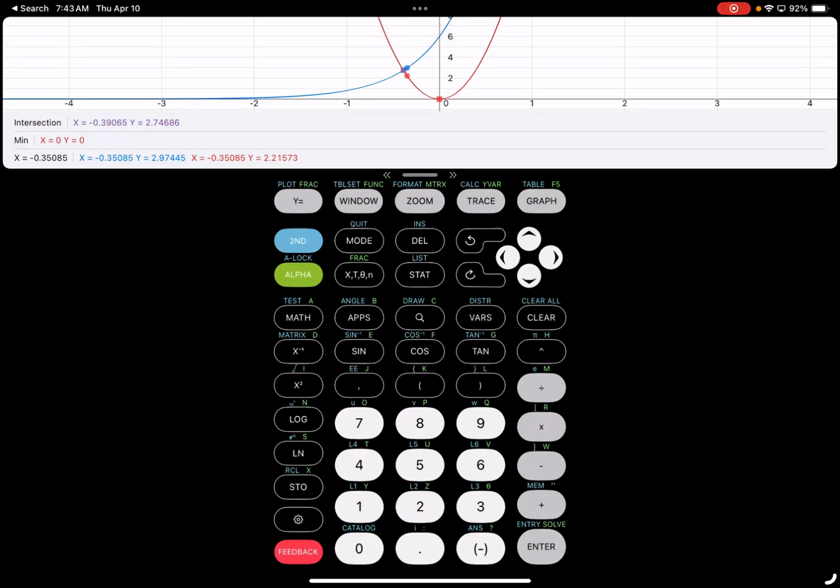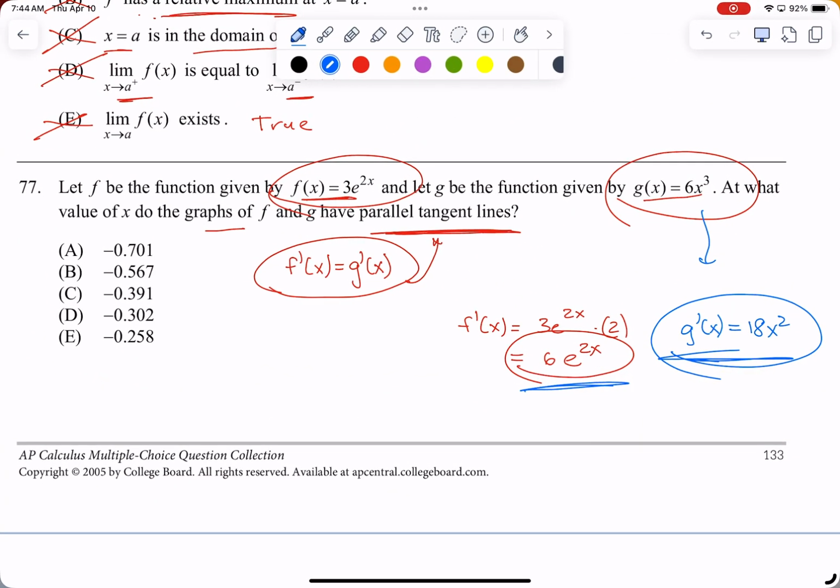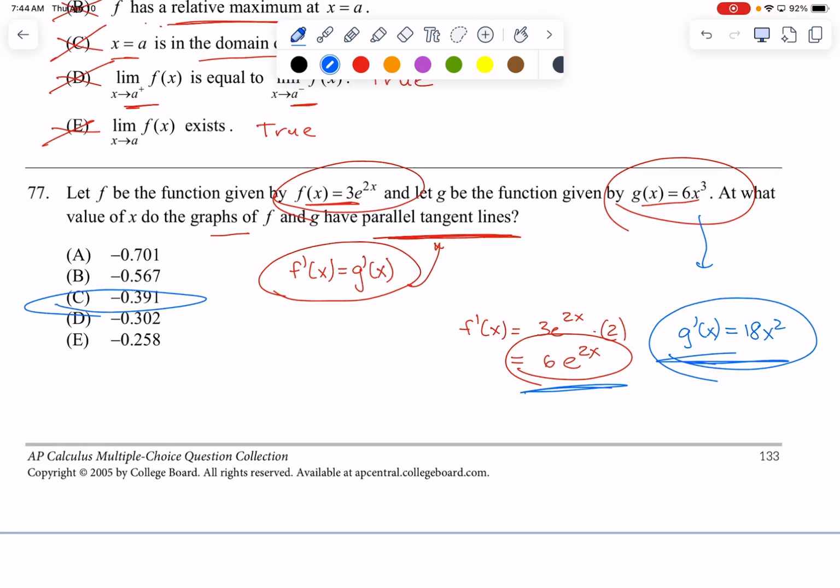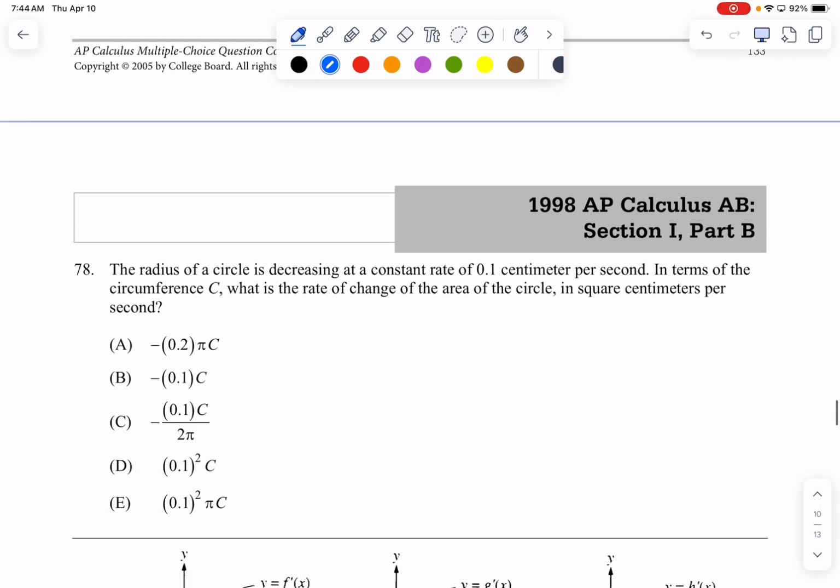And then it's going to ask for a guess. And then it should tell you the intersection point is negative 0.39065, and then y is 2.74686. Everybody get it? So it's negative, what was it, negative 3.9. There it is, C. You didn't get it? Oh, no, never mind. Okay. You got to be able to use the calculator pretty well.